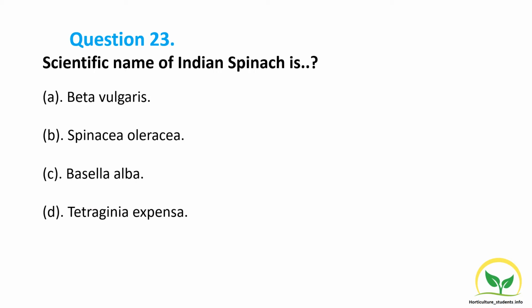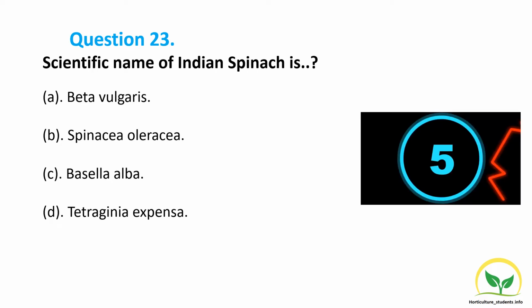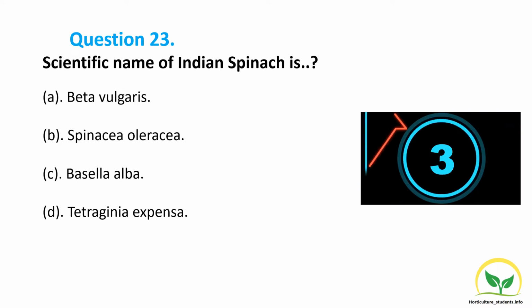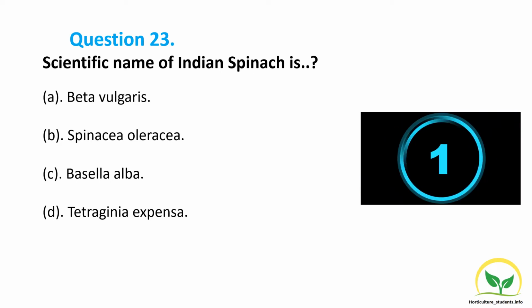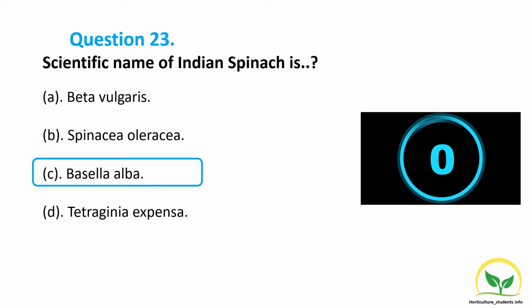Question number 23. The scientific name of Indian spinach is: A. Beta vulgaris, B. Spinacia oleracea, C. Basella alba, D. Tetragonia tetragonioides. Answer: C. Basella alba.